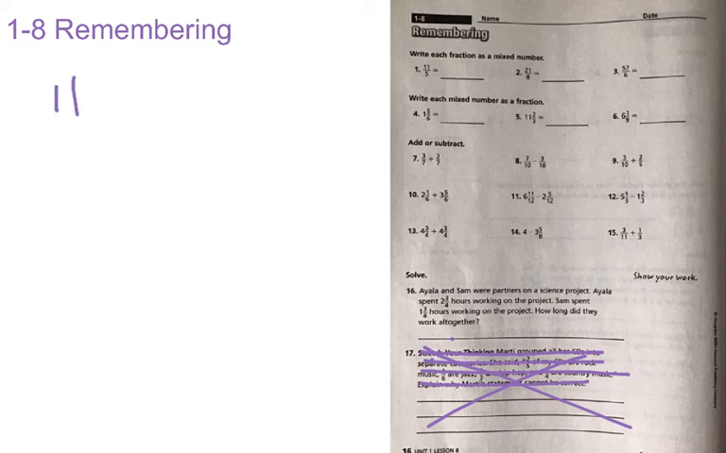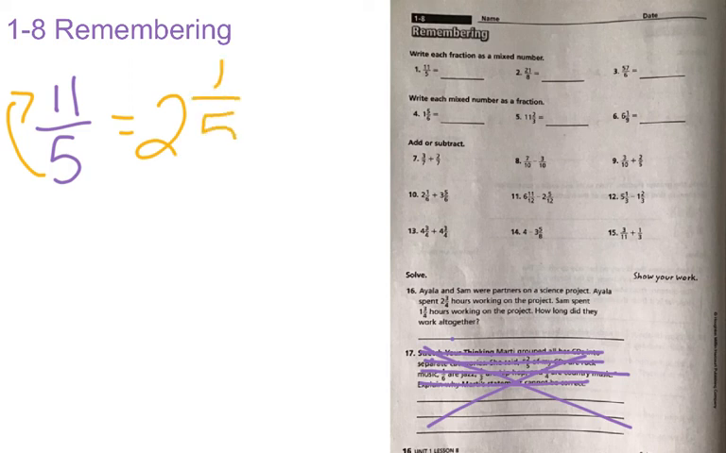We'll look at number 1 as 11 divided by 5. And you can ask yourself the question, how many times can 5 go into 11 without going over? Well, 5 can go into 11 2 times without going over. 5 times 2 is 10, and I'm left with 1. And I write it over the denominator.